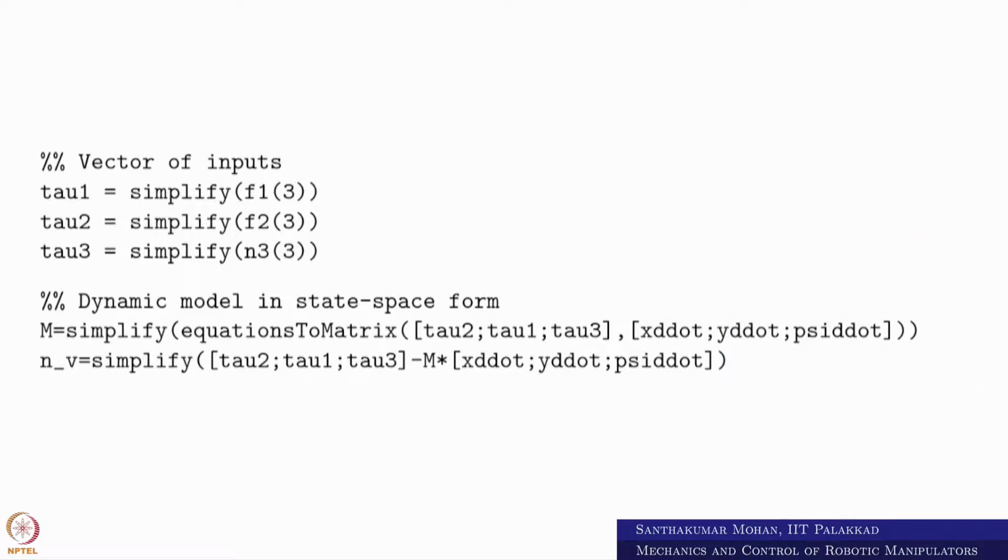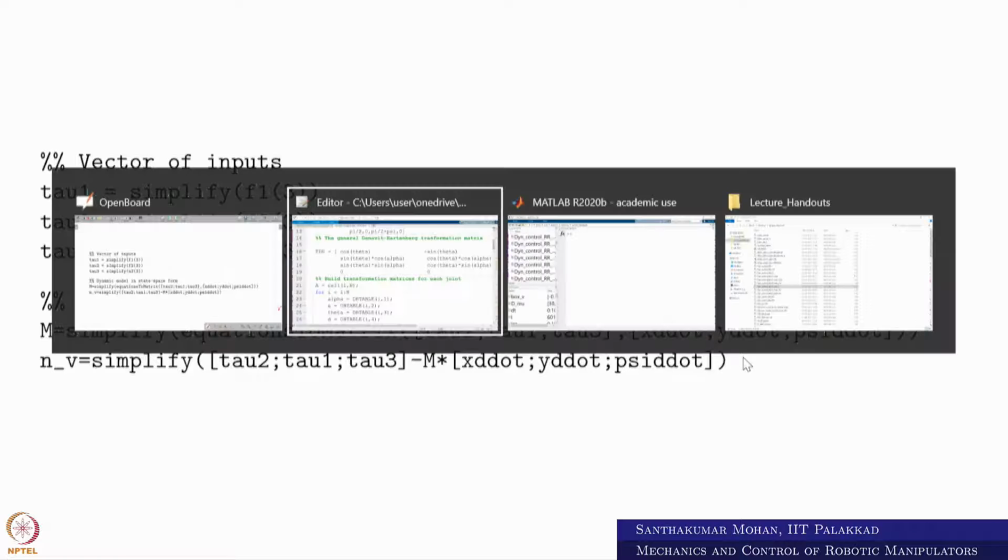Before modifying, you can see the dynamic model, which we can write in a state space form in this way, where we can use the simple MATLAB command equationsToMatrix to take the coefficients of x double dot, y double dot and psi double dot. I have already interchanged them: this is Fx, this is Fy and this is Mz. The same way we can make the n vector, where this multiplied with this would be the coefficient and m would be subtracted, that would be the other effect. I hope now it is clear. So we can go to MATLAB and see.